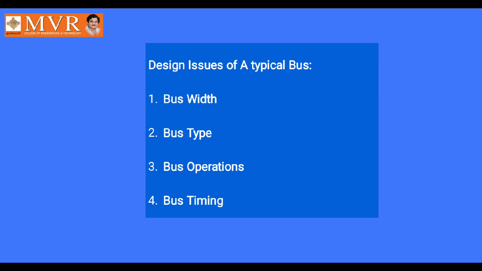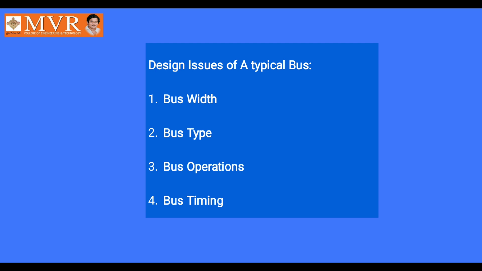The next one is bus type. Is it dedicated or multiplexed? What do you mean by dedicated or multiplexed? It means one direction or multiple directions, that is, unidirectional or bidirectional. We have discussed this in the single bus structure and the multiple bus structure also. Some components are connected in two ways and some components are connected only one way.